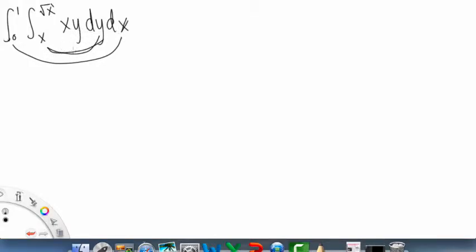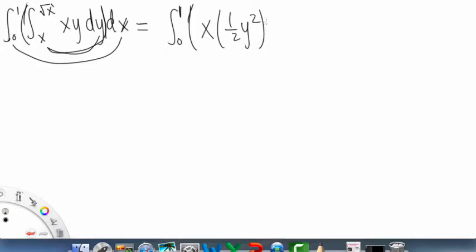Okay, so getting started, we are integrating with respect to y first, right? So we're going to treat x as a constant. We'll keep everything on the outside the same. And then, let's see what we have here. x is a constant, so x just stays there. And then y is the one being integrated. And then our bounds are y equals x to y equals square root of x. Okay?